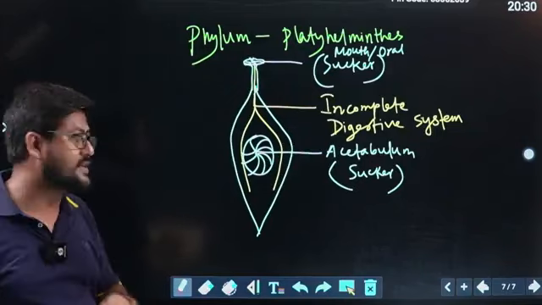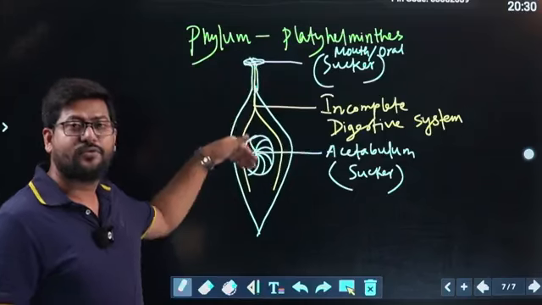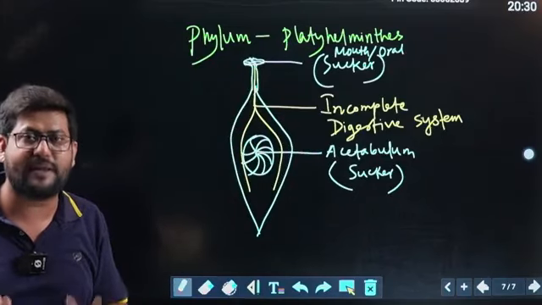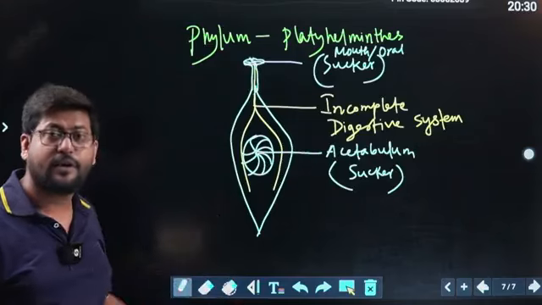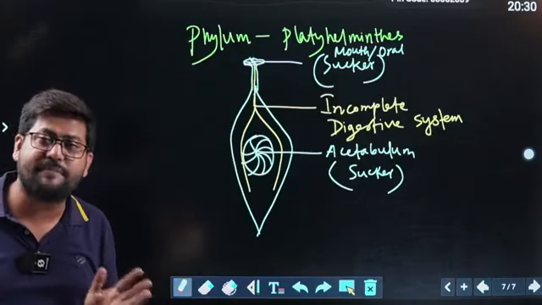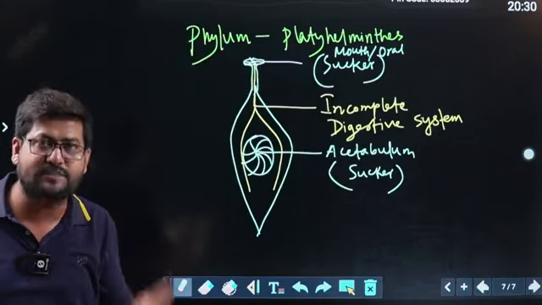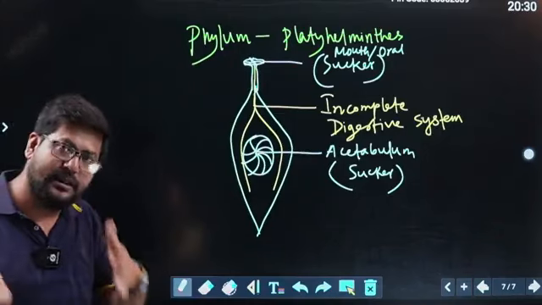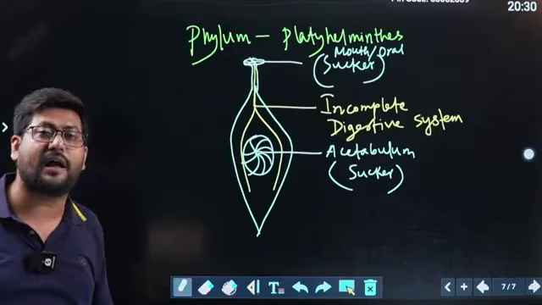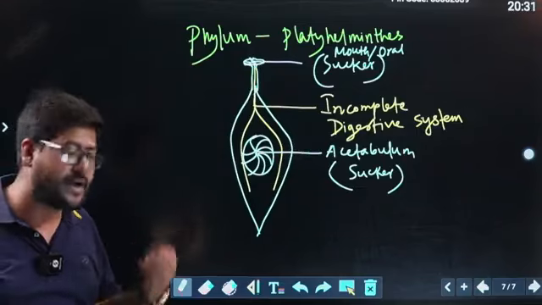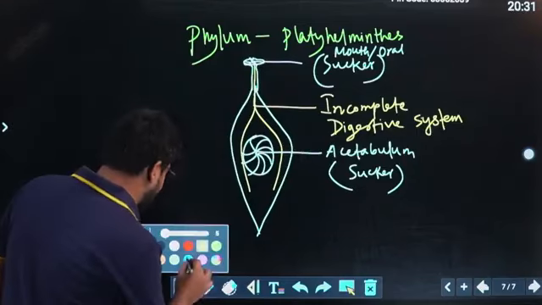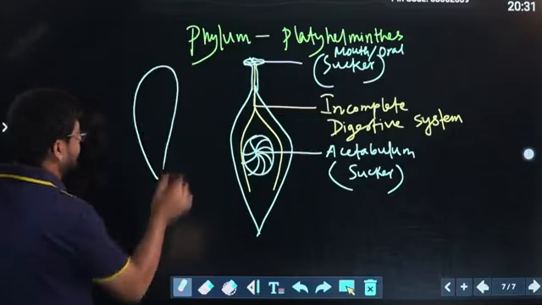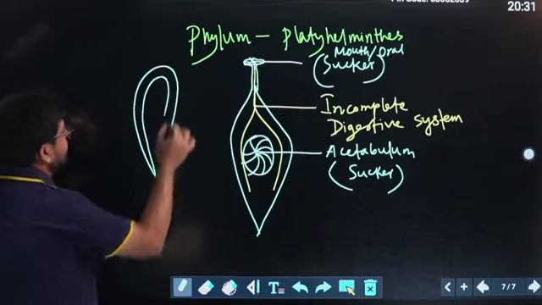So my question is that it is taking the food. Obviously 100% of the food is never possible to use by the cells of their body. So the waste materials, how will they be expelled out? Exactly, they are not being expelled out, rather they are converted into other helpful materials with the help of a certain kind of cell, and this cell is called the flame cell.